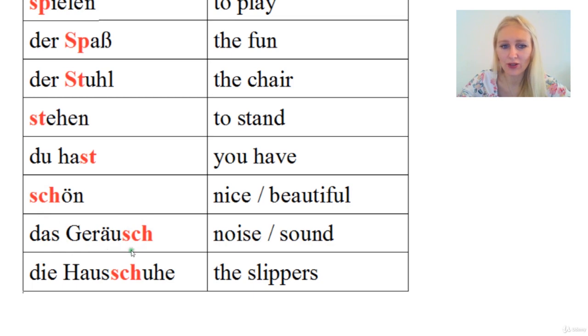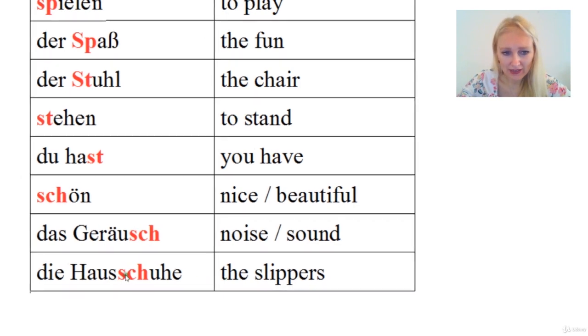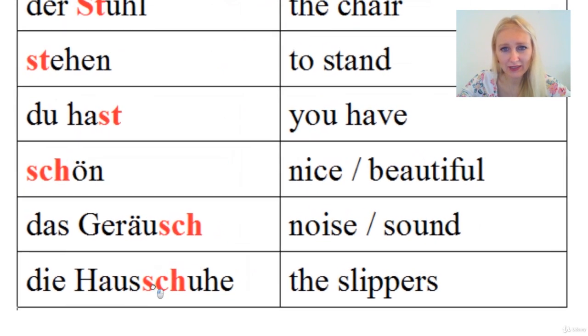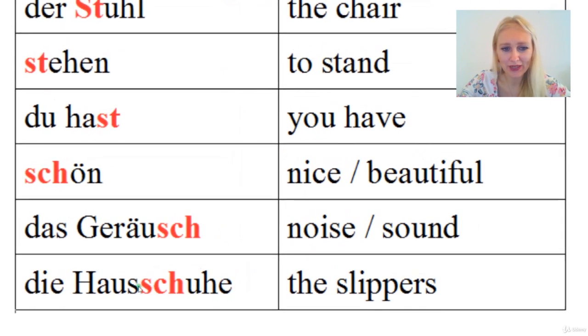Okay, das Geräusch. Die Hausschuhe. So here you have an example of what we like to do in the German language, which is putting two or more words together. So die Hausschuhe. The house is das Haus, and Schuhe means the shoes. Die Hausschuhe is the slippers, or house shoes as we call them. Okay, we like to keep the words or the meaning literal, so it's die Hausschuhe, the house shoes as we say.